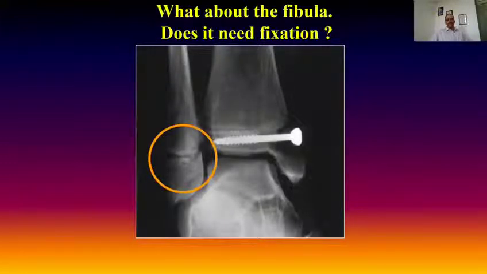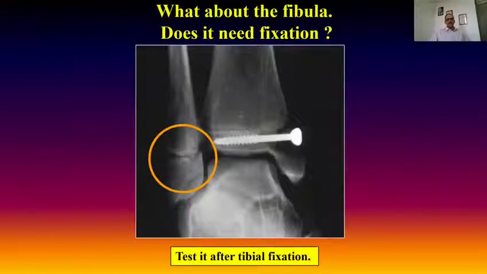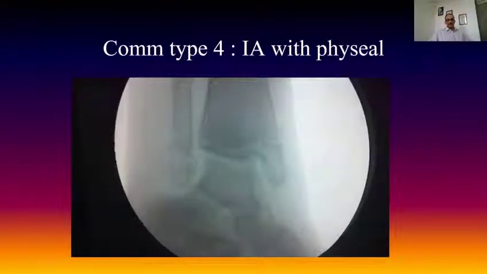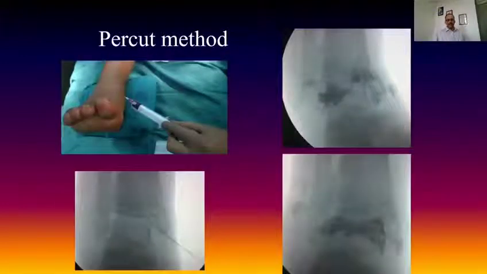What about the fibula? Once you fix the medial side, do you need to fix the fibula? After you fix the medial side, you do a stress test. So test it. If it is adequately stable, just a cast is enough. If it is not, you can pass a smooth pin and stabilize it. So an example: a comminuted type 4 intra-articular fracture with physeal injury.